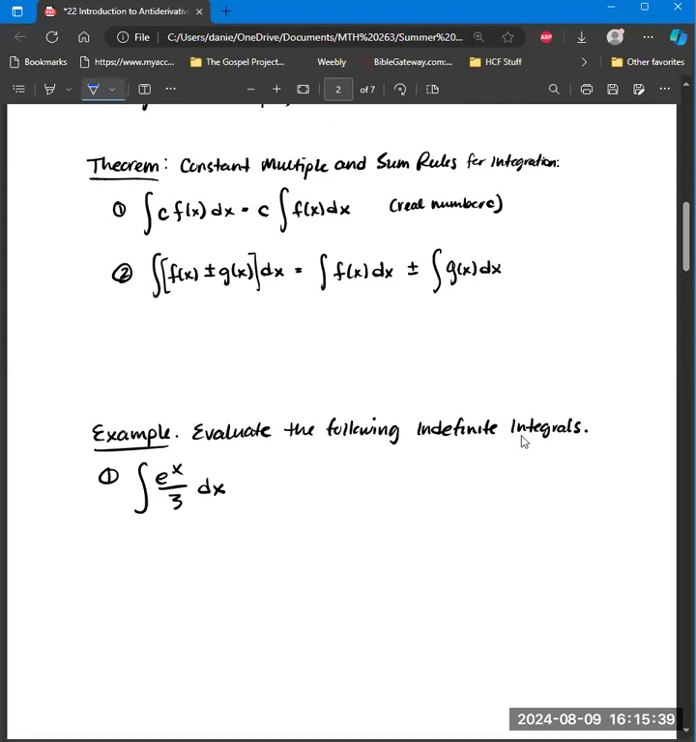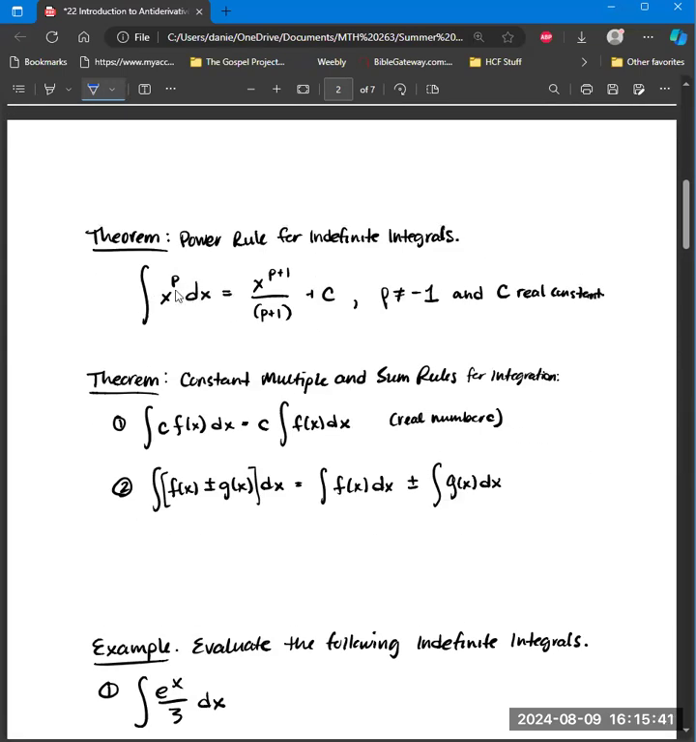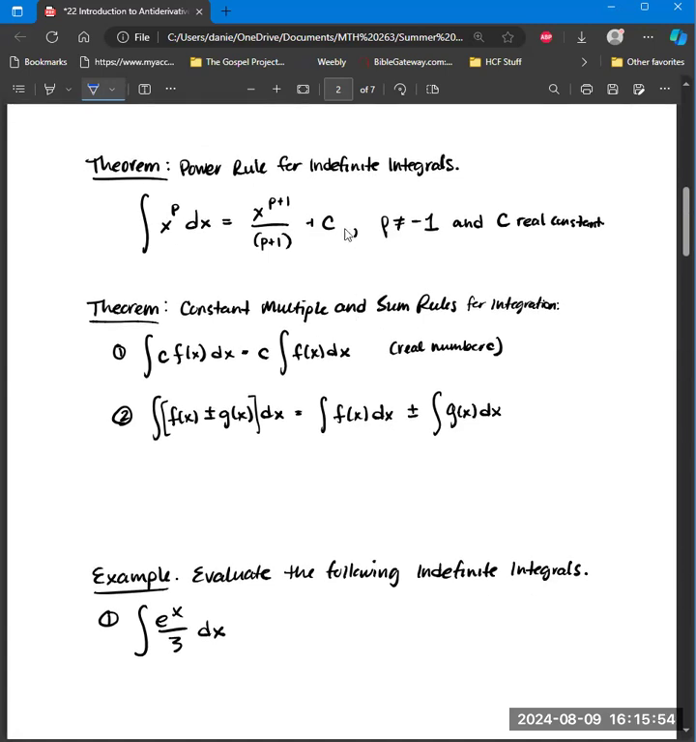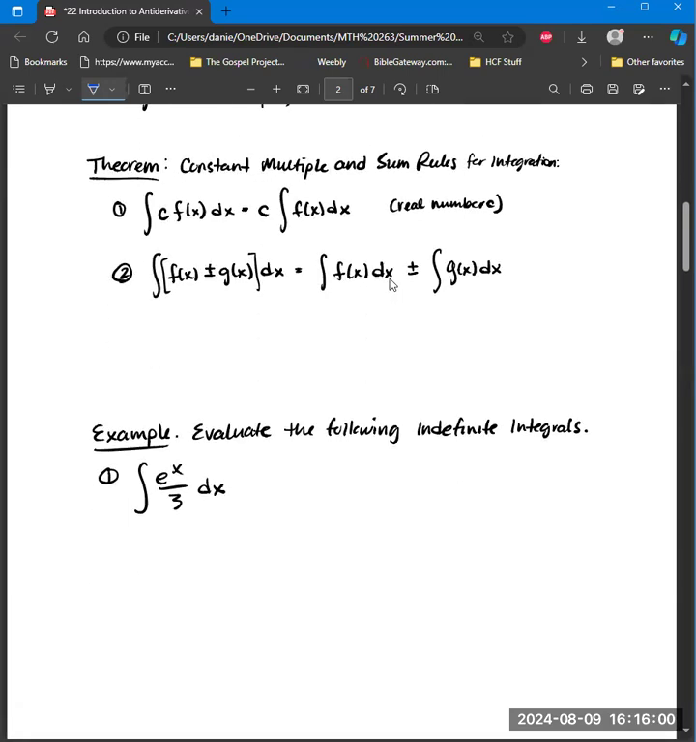So for any other power of x, though, positive or negative, fractions, roots, anything, irrational numbers, pi, all of them, as long as p is not -1, we can go ahead and use this power rule.